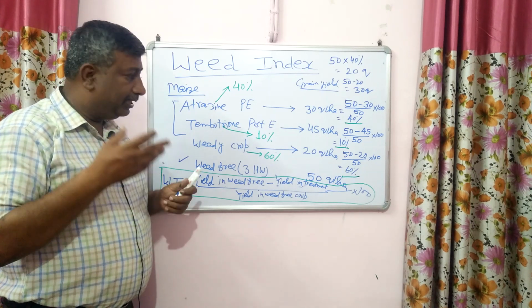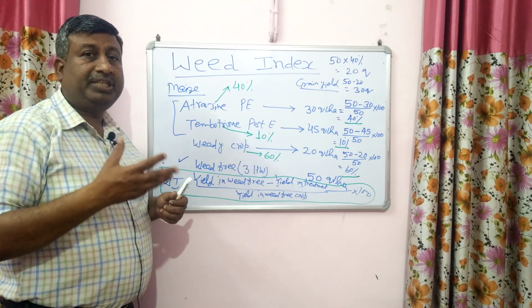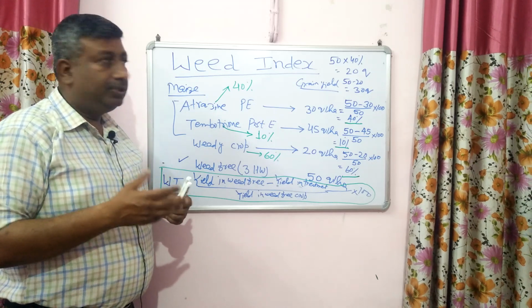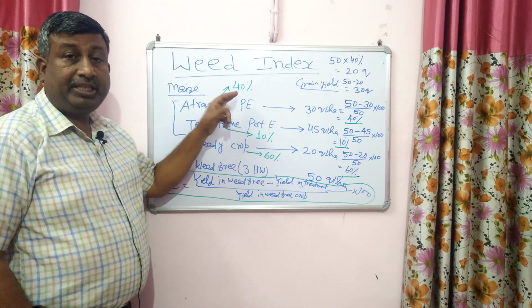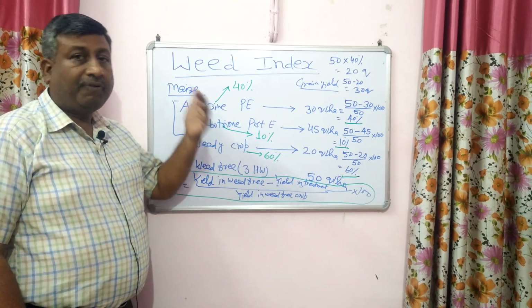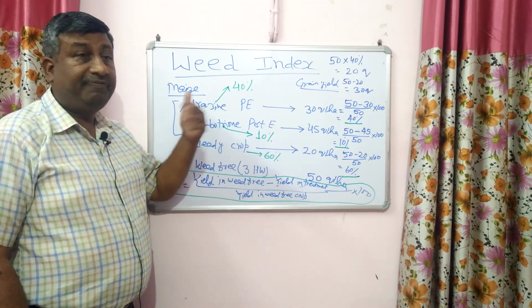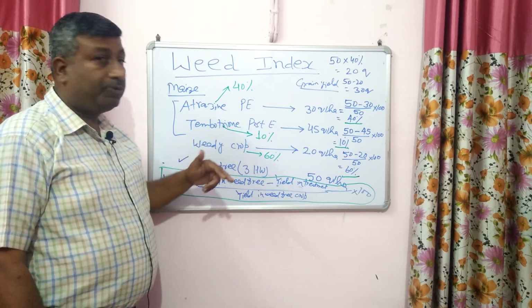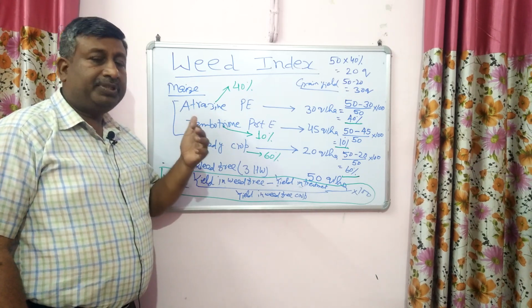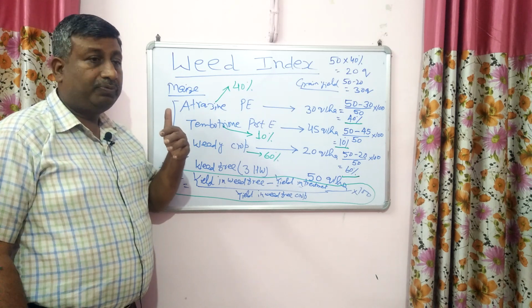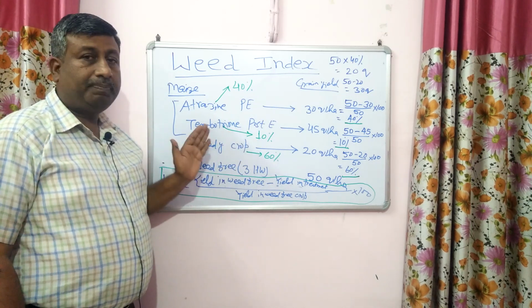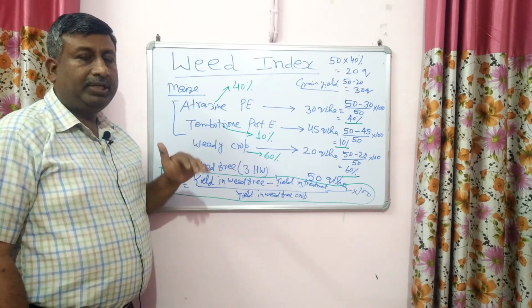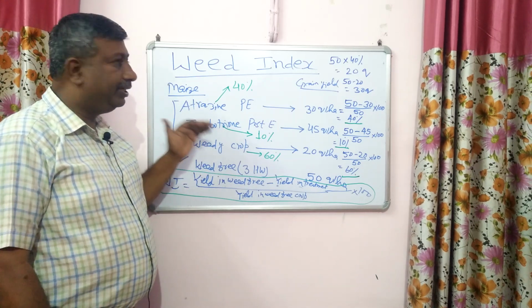So weedy crop indicates how much reduction is in grain yield. So here the atrazine value is 40%, meaning 40% yield reduction. Now 40% of what? 40% of weed free crop. Similarly, in case of tembotrione, how much yield reduction? 10% yield reduction. 10% of what? 10% of weed free crop. So that's why weed free crop is important. Without it, we cannot calculate the weed index.